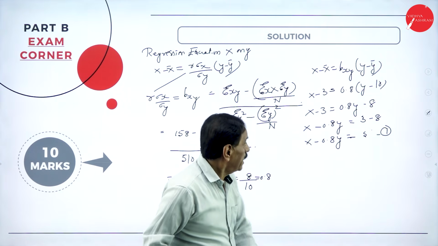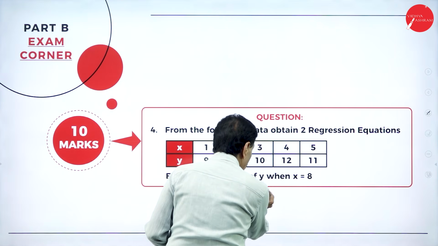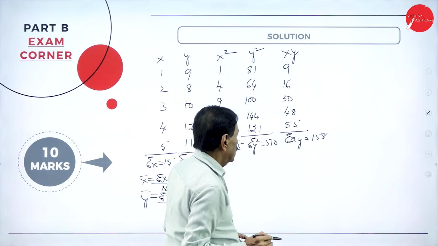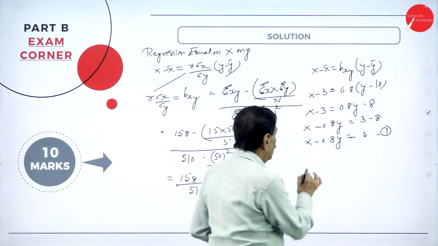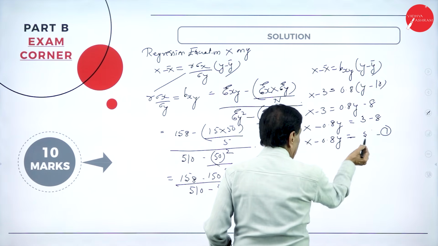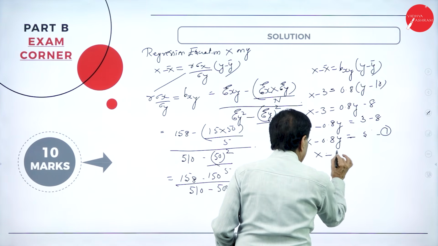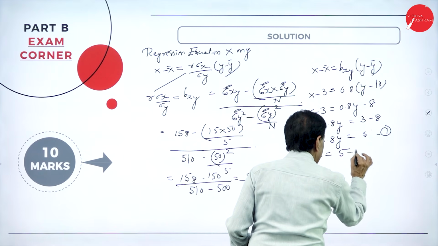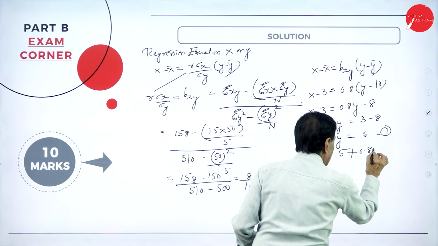Any y value is there? See that, estimate the value of y when x is 8. So there is no value of y. Or we can write this: x is equal to 5 plus 0.8y.